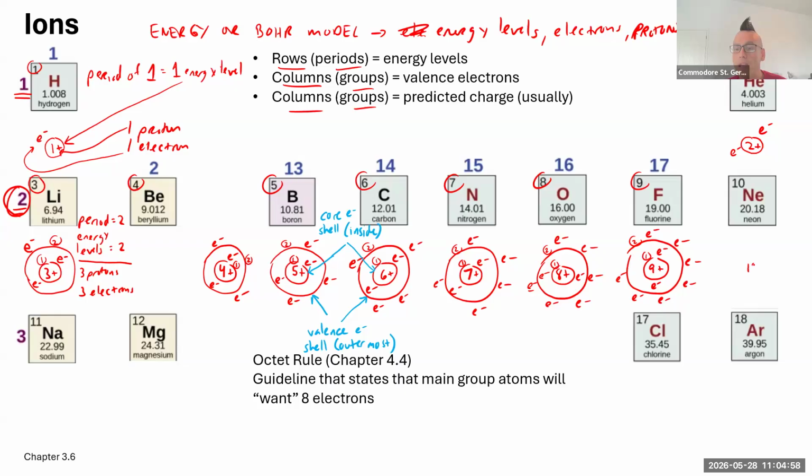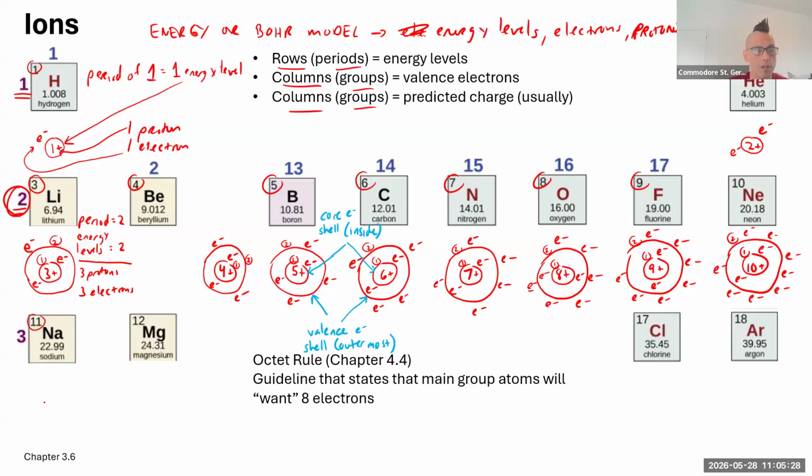Neon, we're going to have 10 protons, 2 energy levels because we're still on the second row of the periodic table. So 1 and 2. We have 1, 2, 10 total. 3, 4, 5, 6, 7, 8, 9, and 10. All right, we got 4 more to go. I know it's kind of tedious, but repetition is very, very good for chemistry. You need to do a lot of repetition.